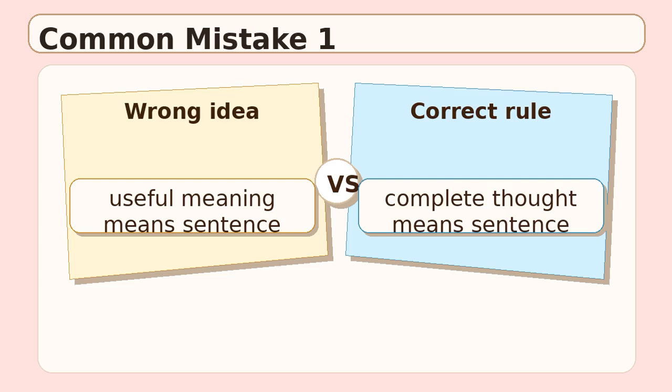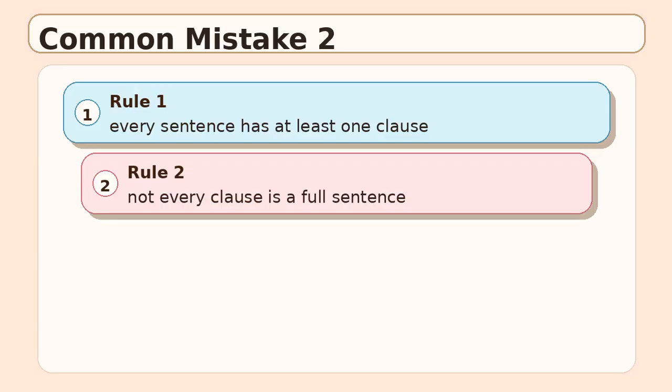The first common mistake is to treat any meaningful group of words as a sentence. Meaning alone is not enough. A phrase may sound useful, but it is still not a full sentence. The second common mistake is to think that every clause is a sentence. That is also not true. A dependent clause has a subject and a verb, but it still needs another part.